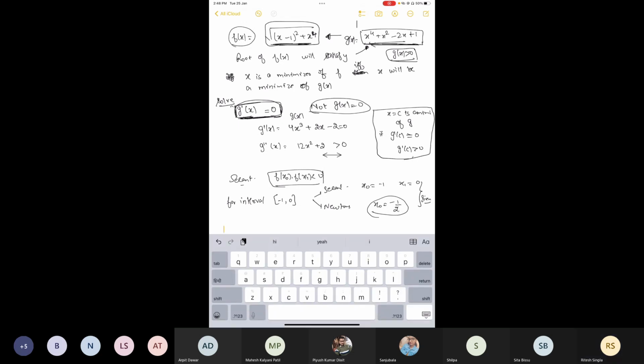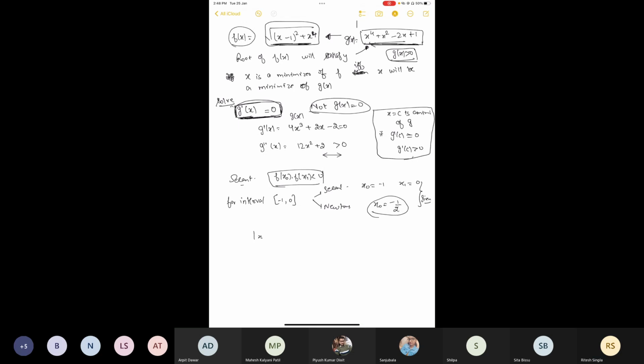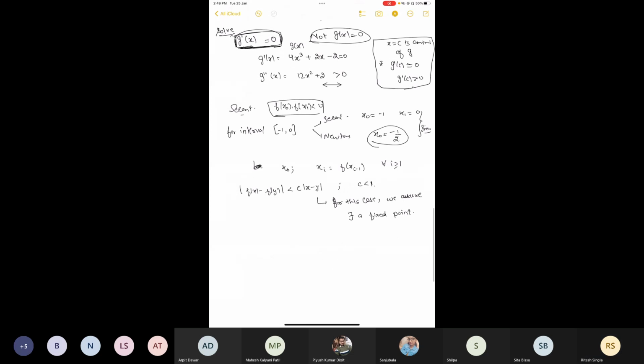We start with some initial guess x naught, you take x_i equals f of x_{i-1}, right? This is how we start, for all i greater than or equal to 1. And we assume that |f(x) - f(y)| is less than or equal to c times |x - y|, where c is strictly less than 1. So if this is the case, we are sure there exists a fixed point, right? Fine. Yes, sir.